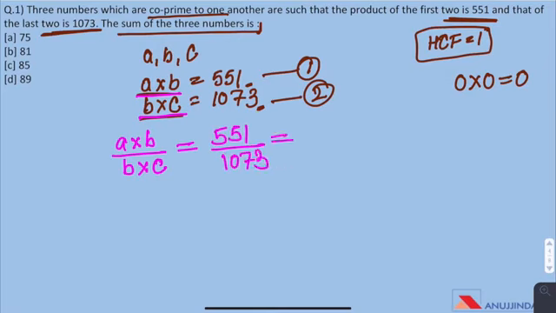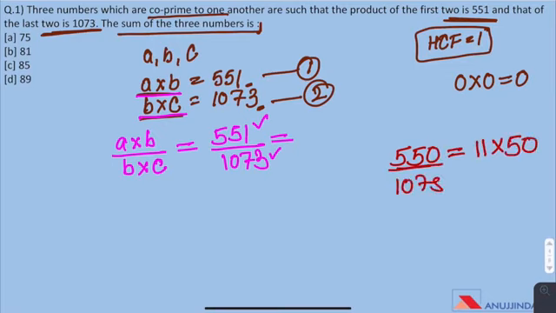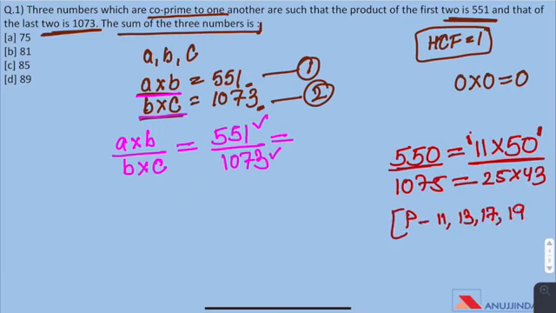And now we have to find the factors of both of these. As on first look, we cannot easily find the factors of 551 and 1073. We will try and find the factors of the nearest number, which in case of 551 is 550, that is 11 into 50, and 1075 in the case of 1073, which is 25 into 43. Now we have to find the prime numbers in this range 11 to 50. Prime numbers in the 11 to 50 range are 11, 13, 17, 19, 23, 29, 31, 37, 41, 43 and 47.